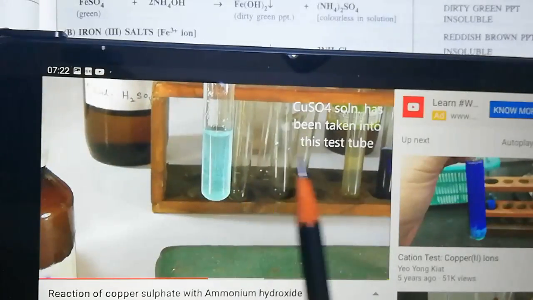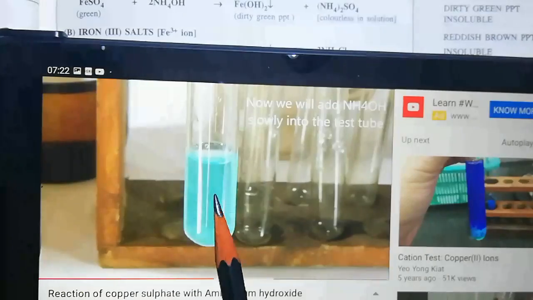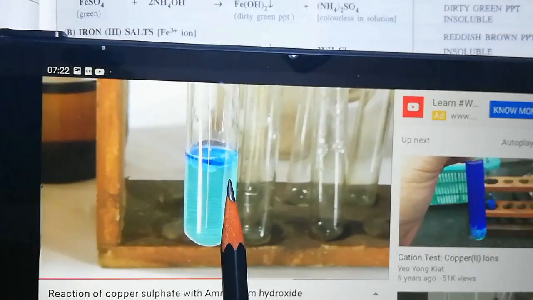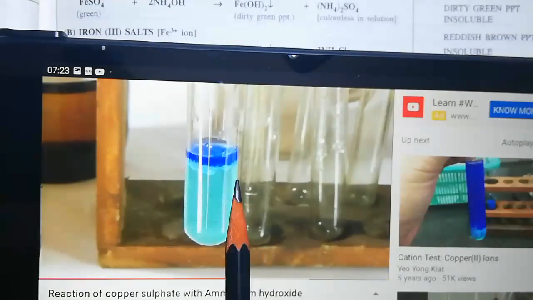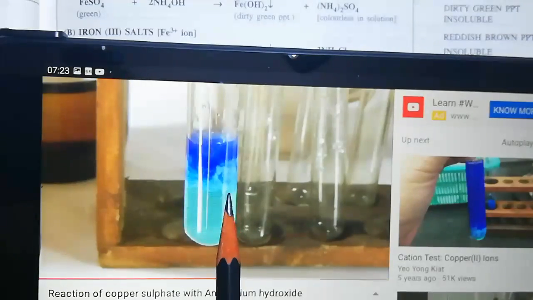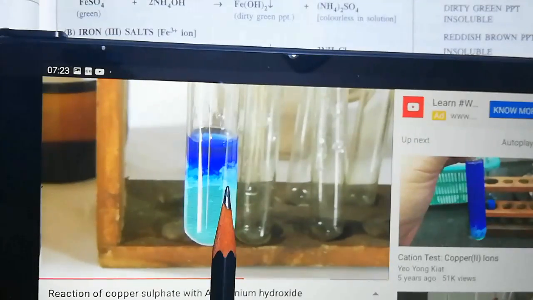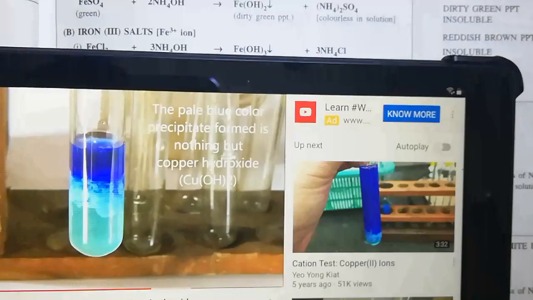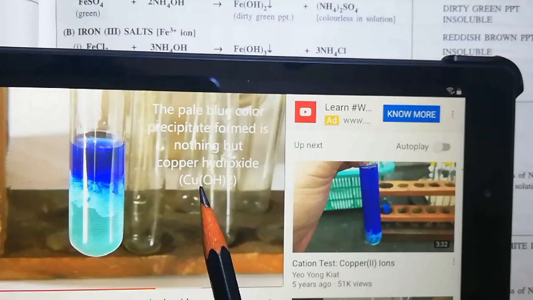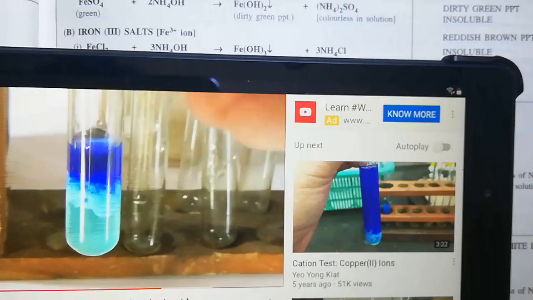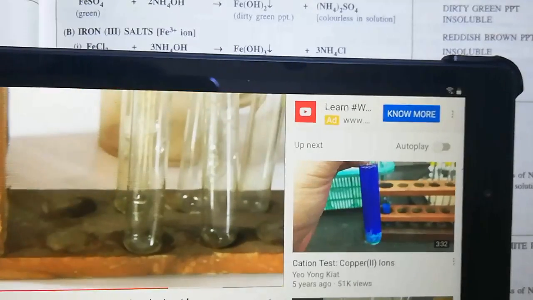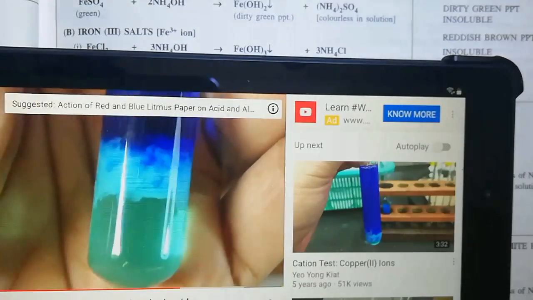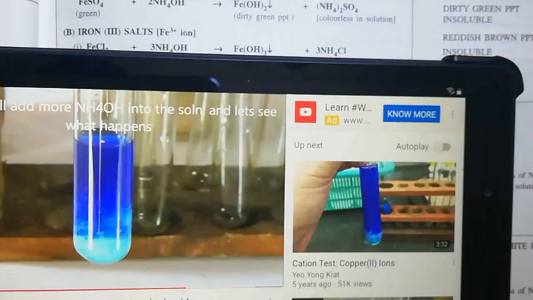Copper sulfate solution is taken, and here ammonium hydroxide is added dropwise, and you can see what the change is. Can you see? Initially pale blue, and finally a dark blue color is coming out here. You can see the reaction, initially copper hydroxide pale blue precipitate is there, and finally you will see the deep blue color. So that is very important, and the deep blue compound is tetraamine copper(II) sulfate.